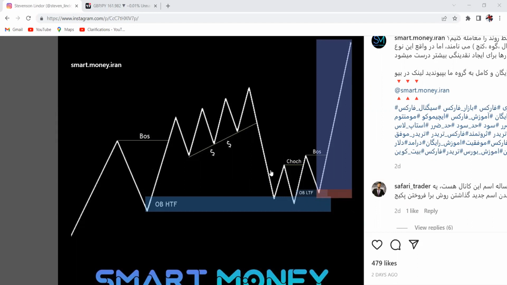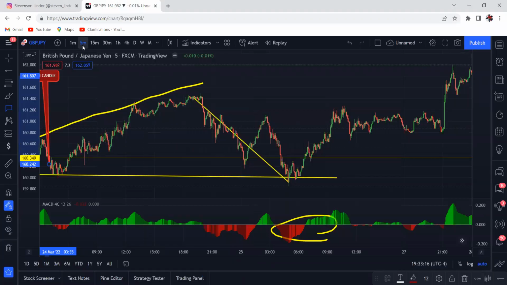So this sequence is important. Once price comes back into that supply or demand zone, so in this case, this demand zone, what we're waiting for is basically a change of character, which is another break of structure, retest, and you see that OB LTF. So if OB HTF is higher time frame, OB LTF is lower time frame. Again, this is why we jump down to the lower time frame.